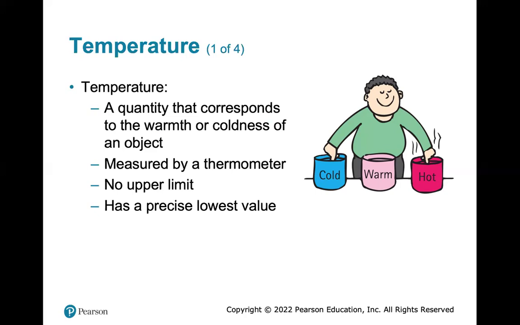As a matter of fact, if you put your finger in a cold bath and then suddenly put it in warm water, it'll feel hot, even though it may be like room temperature. It's going to feel hot just because it's a relative feeling. So to be precise, we measure it with a thermometer, whether it be a mercury-filled glass tube or an alcohol-filled glass tube. There's no upper limit, and it has a precise lowest value, and we'll look at that when we start talking about absolute zero on the Kelvin scale.